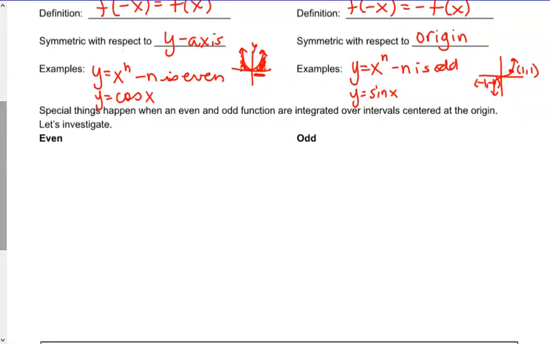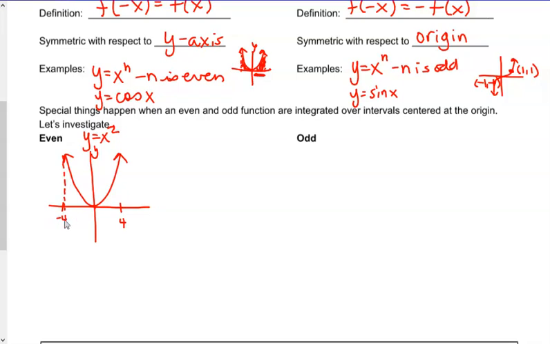Special things happen when an even or odd function is integrated over intervals centered at the origin. So let's investigate. I may have given away what we were doing here with our odds. Let's formally write it: if I have y equaling x squared, what does that look like? I have a parabola that is pointed upwards. It is an even function, therefore it is symmetric over the y-axis. Say I wanted to go from -4 to +4. We are centered at the origin on our interval from -4 to 4.